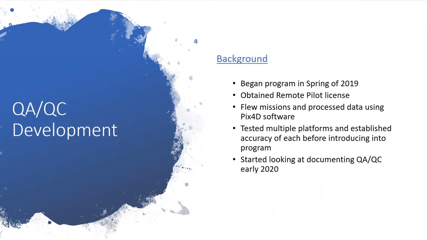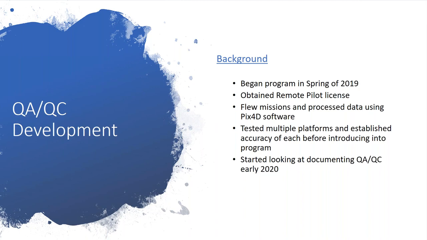Just a little background on how our program started. We began in the spring of 2019 with our first set of missions, which was Bullock Pen up in Pendleton County, I think. Anyway, it's dam construction progress reports that we do. I then obtained my remote pilot license in March of 2019. It's good for 2 years, so I've got a retest coming up soon.